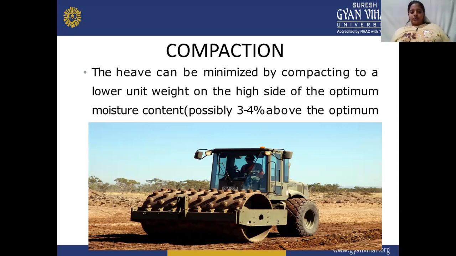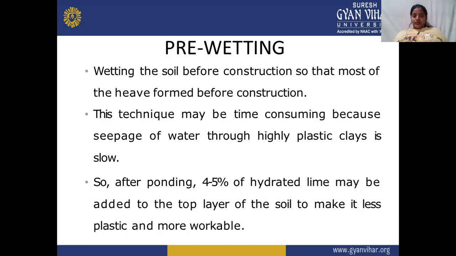Okay, so here we can see a machine which is usually used not for road construction but for compacting black cotton soil, wherein the voids in between the soil are greatly reduced, and during this process the moisture content is maintained 3 to 4% above the optimum level. Then pre-wetting, wetting the soil before construction, so that most of the heave is formed before the construction. This technique may be time consuming because seepage of water through highly plastic clay is slow.